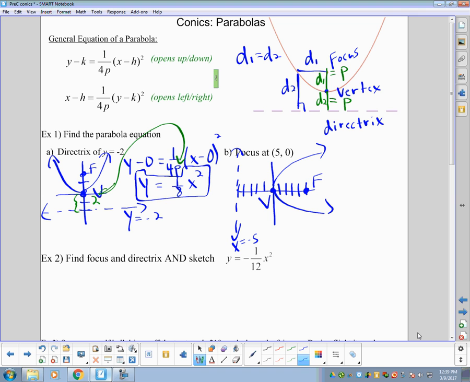Might want to even write that down. We have it in the picture up here too. So we've got x minus 0 equals 1 over 4. Okay, what's p in this case? 5, yeah.